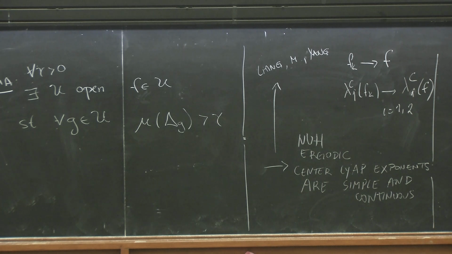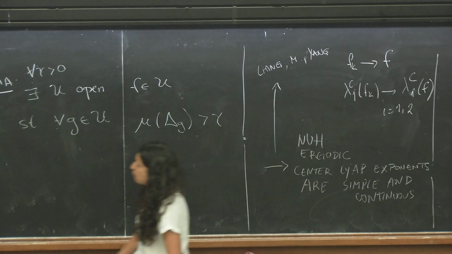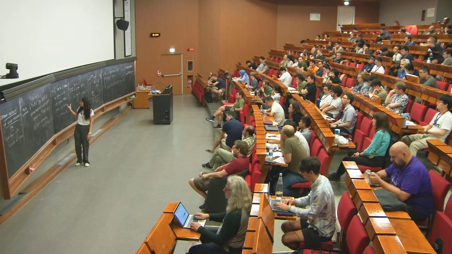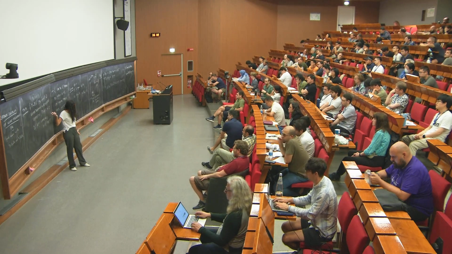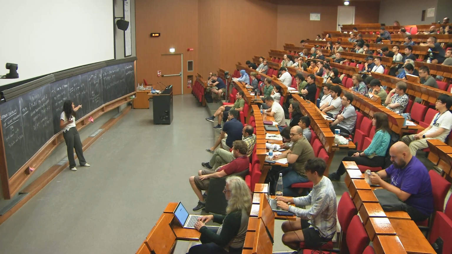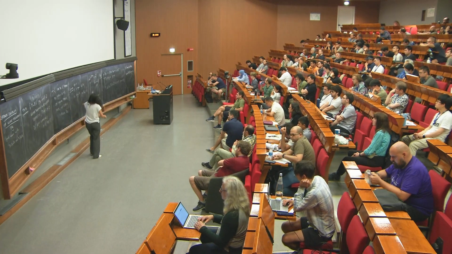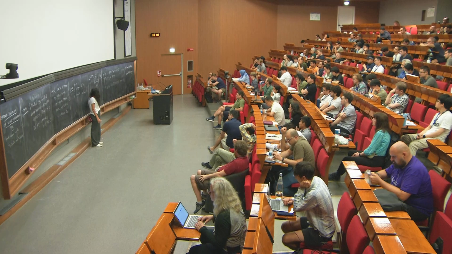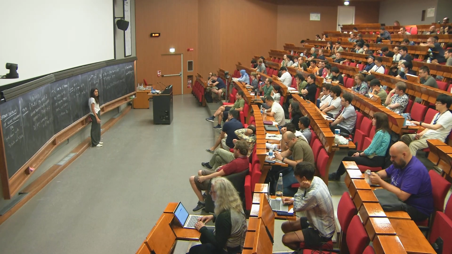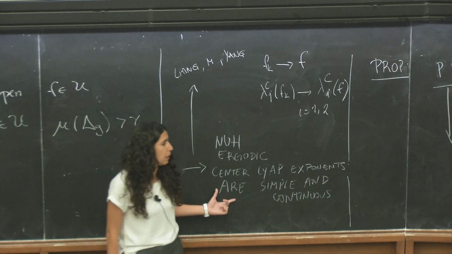And so the theorem has all these hypotheses, but that was because in this setting, we are able to get an open set where we have these good properties that we need, okay? What we need actually is non-uniform hyperbolicity, ergodicity, and a good behavior of the center Lyapunov exponent, okay?